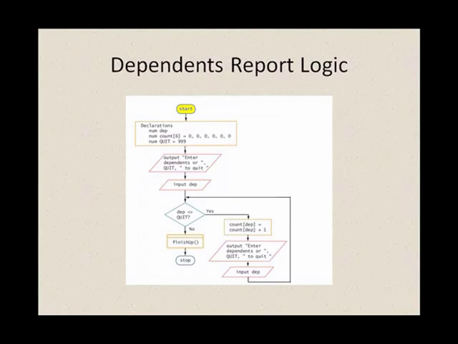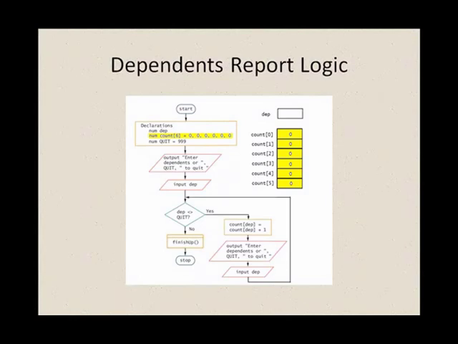Here's the logic for the program. It starts, and you declare the variables and constants you'll need. You need dep. That's where the user will enter the number of dependents the given employee has. You'll also create a 6-element array called count, and each element will be set to 0. Quit is a constant equal to 999. That's what the user will enter when there are no more employee values to be entered.